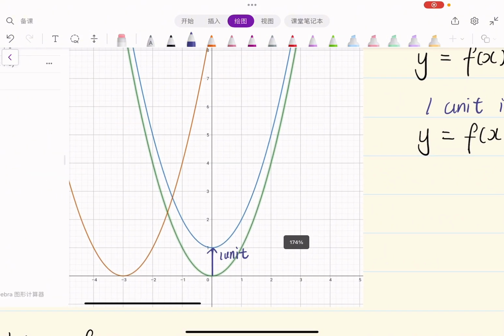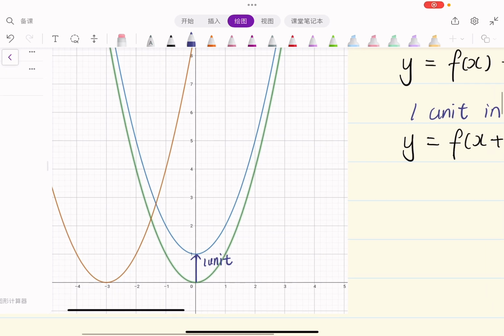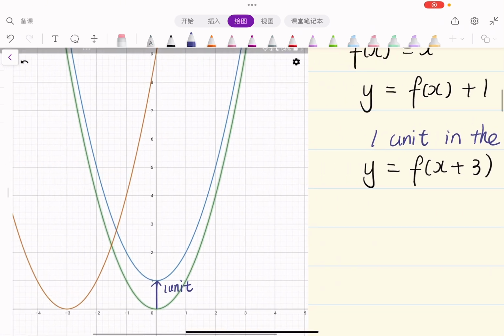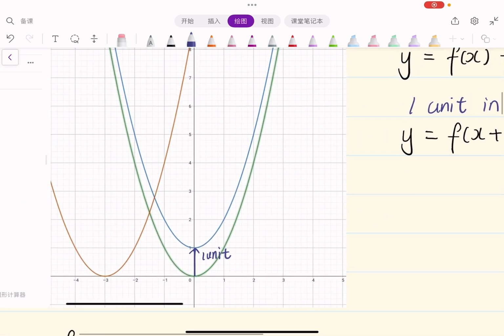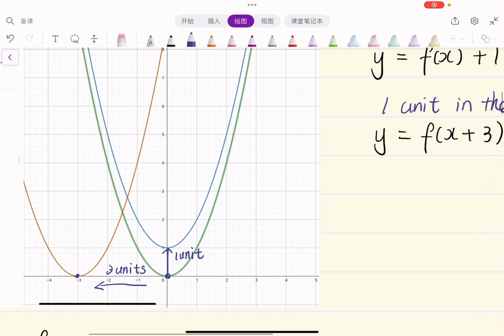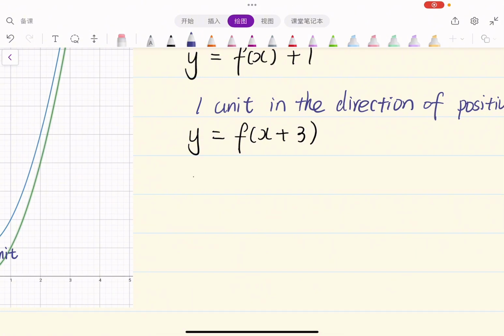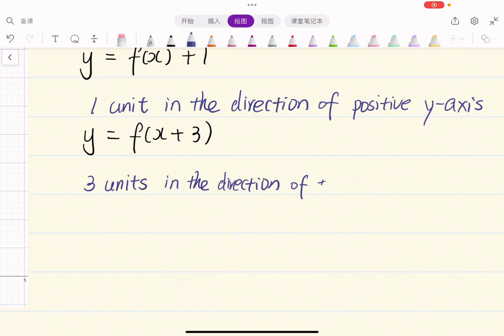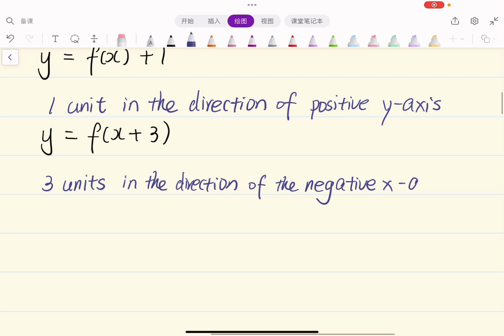Now compare the green line and the orange line, that is y equals f(x plus 3). So we can see it has moved to the left 3 units, right? From (0, 0) to (minus 3, 0). Which means it moves 3 units in the direction of the negative x-axis.